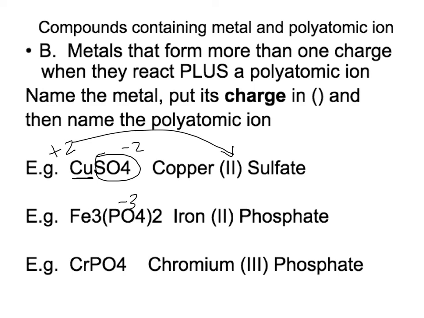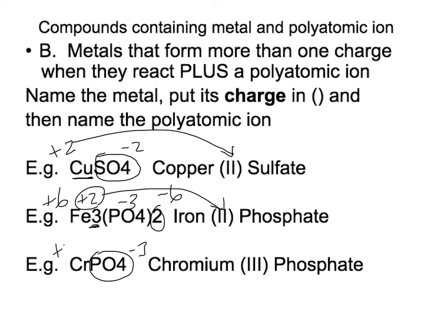Phosphate is a -3. There are 2 of them. It's a -6. That has to be a +6, but there are 3 irons. Each of them going to carry a +2 charge. Chromium 3 phosphate, why? Well, because a phosphate is a PO4 and there's 1 of them there, it carries a -3 charge. There's just 1 chromium, it's going to have to carry that +3 charge.